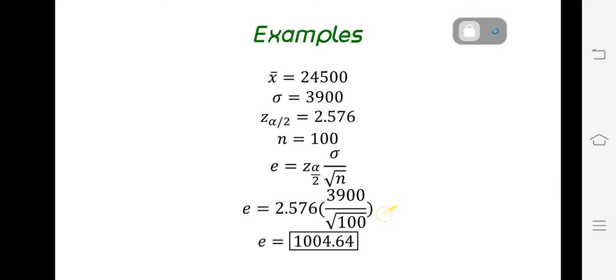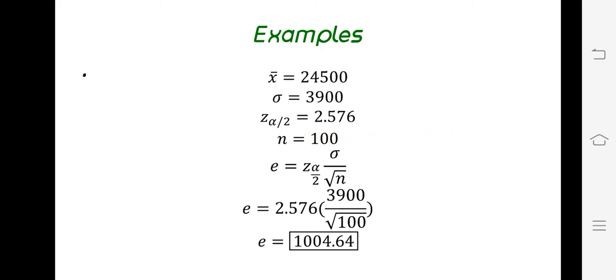The answer that comes out is 1,004.64. It is rounded to 2 decimal places, or maybe it is not rounded off. I'm not so sure because I was not able to recompute this. I forgot, but I know this is the answer, whether or not it was rounded off. I am at the airport right now, so it is a bit noisy.